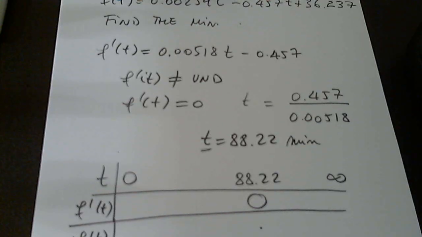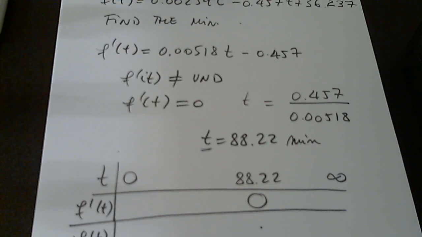I'm going to create the function, put the function in, clear, 0.00259 t squared, minus 0.457 t and plus 36.237, and all I want to plug in is 88.22. Okay, 16.1.